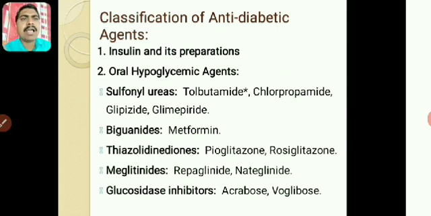Then oral hypoglycemic agents are divided into 5 classes. The first class is sulfonylureas, examples tolbutamide, chlorpropamide, glipizide, glimepiride. The second class is biguanides, examples metformin and phenformin, but phenformin is withdrawn from the market because of side effects. The next class is thiazolidinediones, examples pioglitazone, rosiglitazone. Then meglitinides, examples repaglinide, nateglinide. And the last class is glucosidase inhibitors, examples acarbose and voglibose.